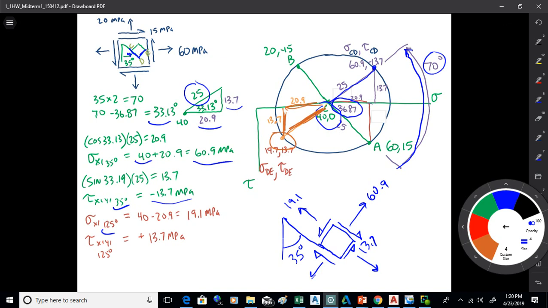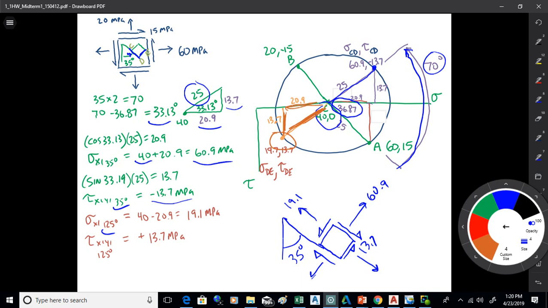Right, but we took the 35 off of our A, so wouldn't it be another 90 degrees off of that? It would be 90 degrees plus our 33.13.